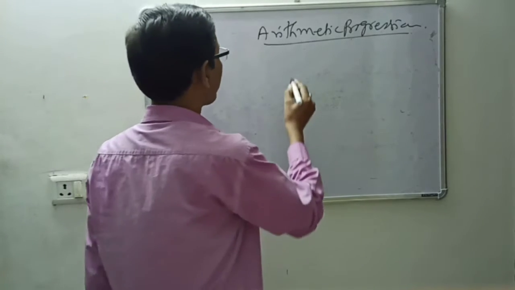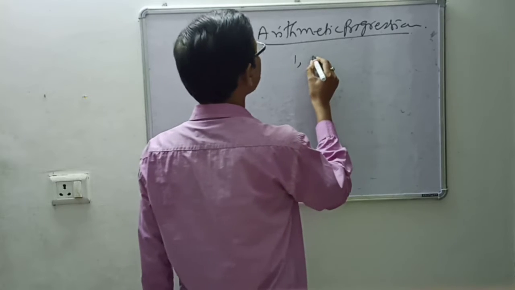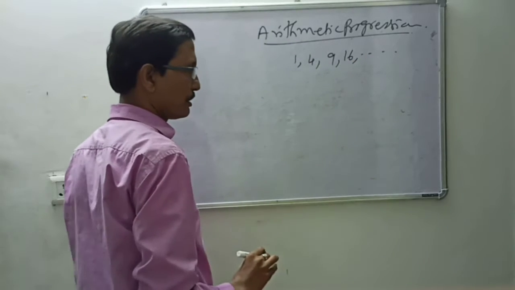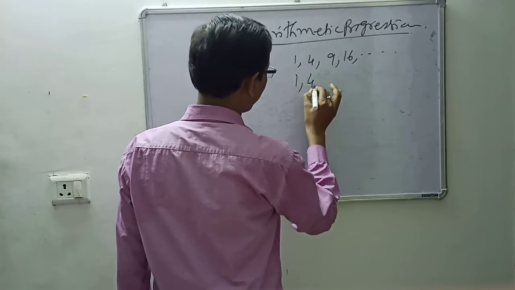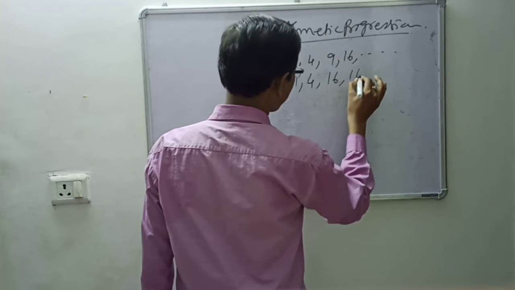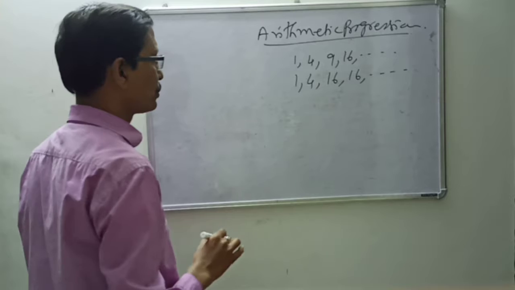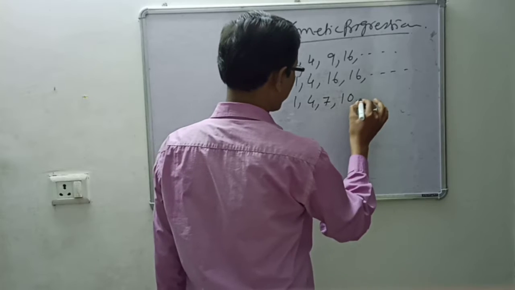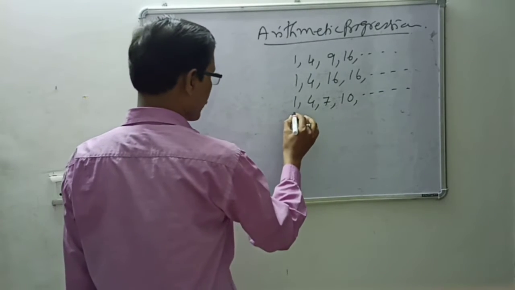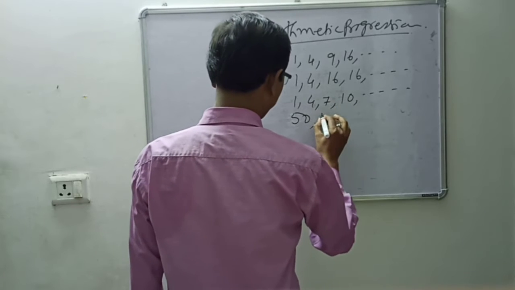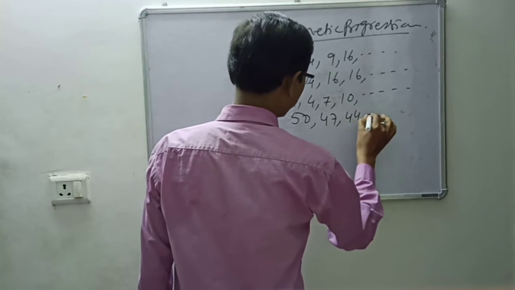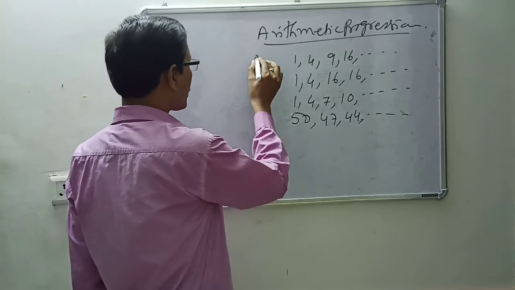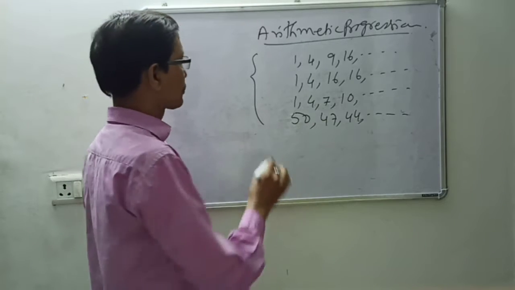What is that? For example, you have 1, 4, 9, 16, and so on, like this. Or you can say 1, 4, 16, 64, like this also. Or 1, 4, 7, 10, like this. Or sometimes you can get this type, a decreasing one, like this. These are all called the progression or the sequence.